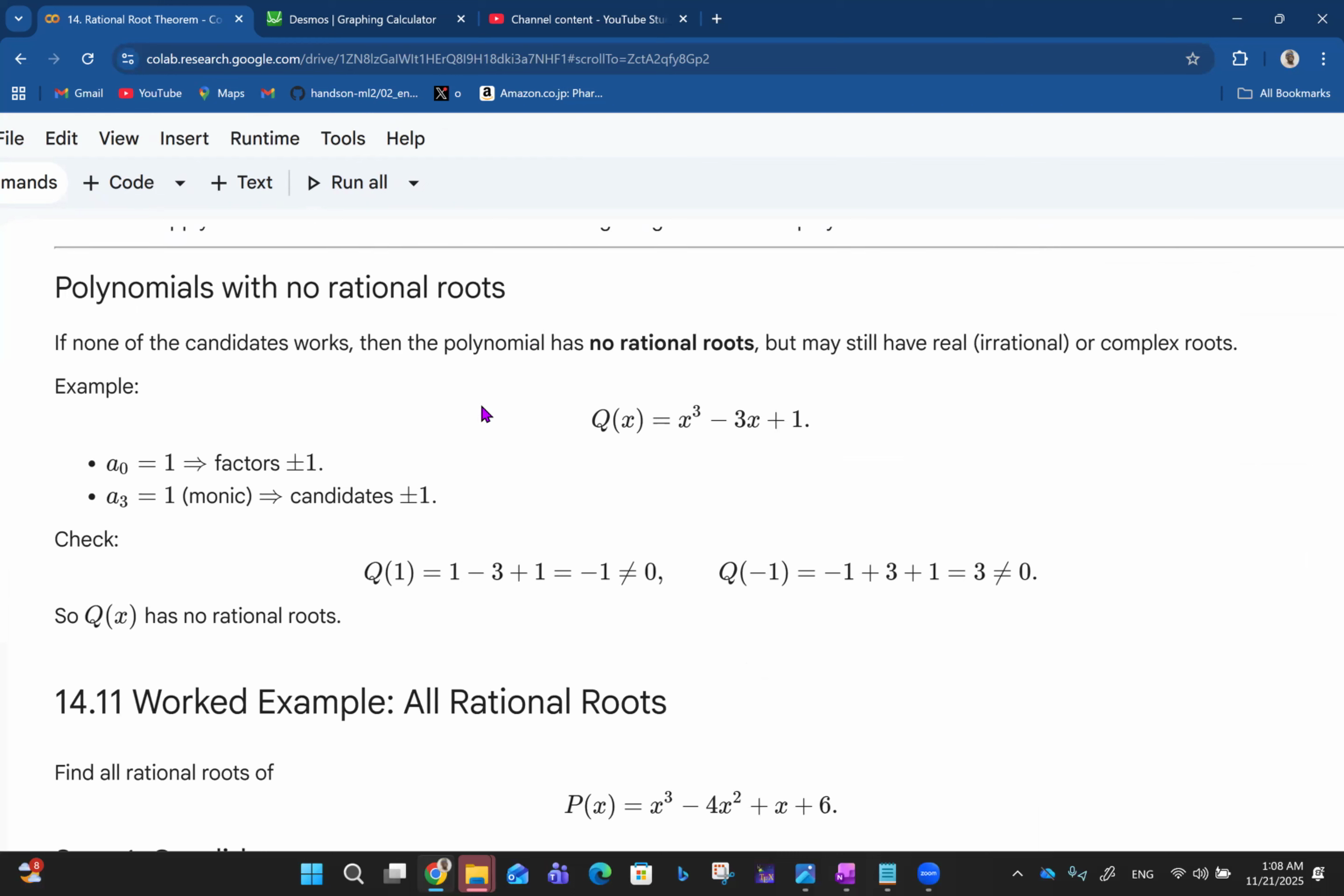So polynomials with no rational roots. What if there are polynomials with no rational roots? If none of the candidates works, then the polynomial has no rational roots. So if you list all the candidates and none works, they have no rational roots. But we still have real, irrational or complex roots.